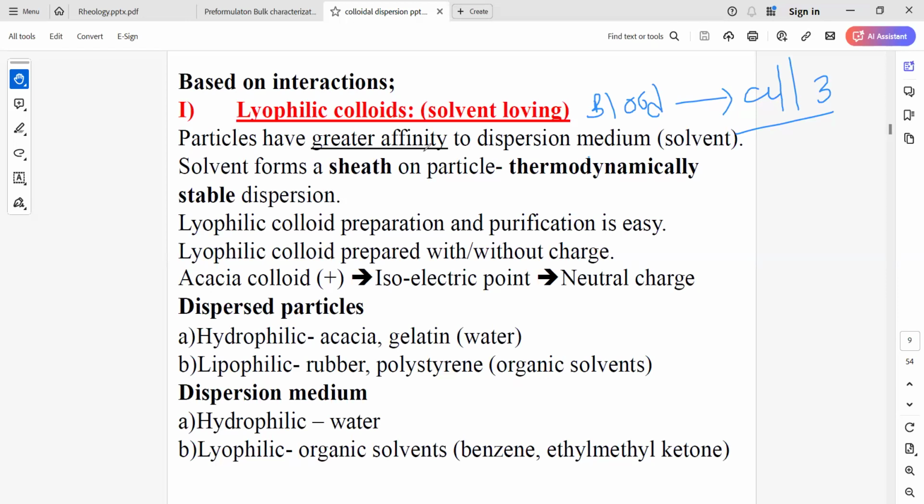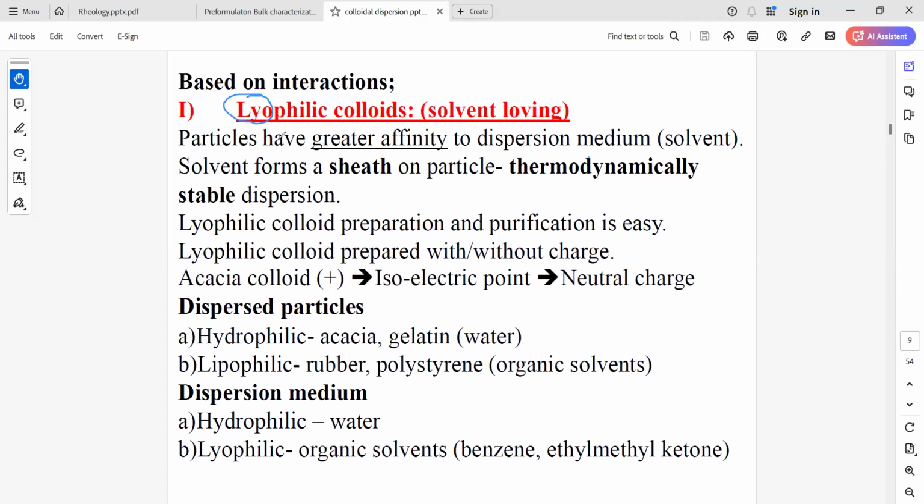Now, which are the types of colloids? Colloidal solutions, sorry, colloidal dispersions have different types. What are the three types of colloidal dispersion? Lyophilic, yes, it is written on this slide. Then lyophobic, and one more: association. Very good. So these are the three types. Lyophilic simply means solvent loving. Lyo means solvent.